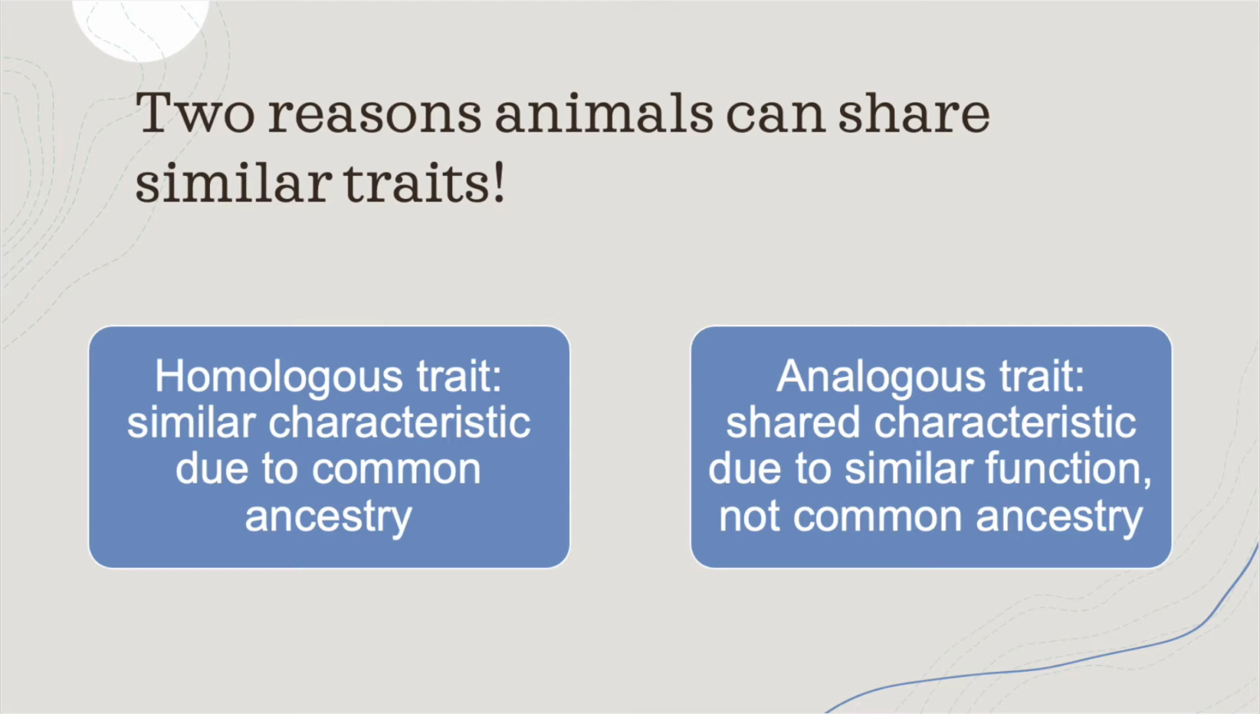The second type is an analogous trait, which is a shared characteristic due to similar function, not common ancestry. Two animals might develop the same trait, like for example wings, because they both need to fly, rather than they both shared a common ancestor.